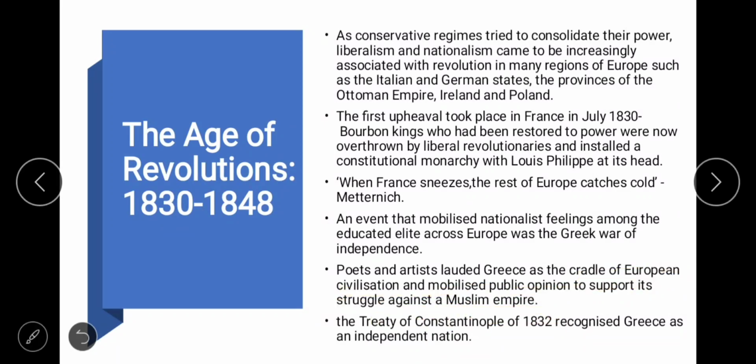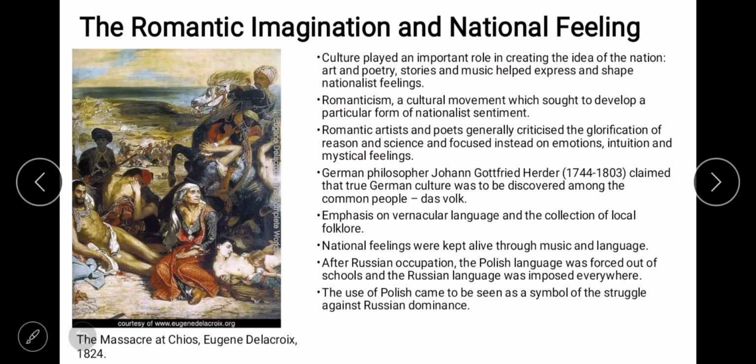When one sees the development of nationalism, one must understand that it came about not only through wars and territorial expansion. Culture played a very important role in creating the idea of the nation. Art and poetry, stories and music helped express and shape nationalist feelings.